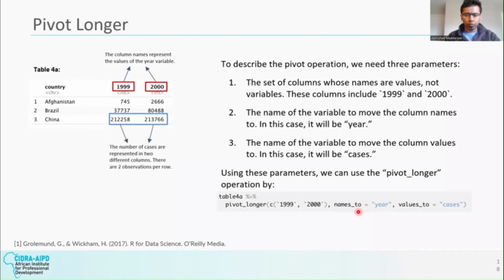So we want the names to transform into a new column called year. So we want these names of 1999 and 2000 to be transformed to a new column called year. And also we want the values, right? Like these are the values to be transformed into a new column called cases.